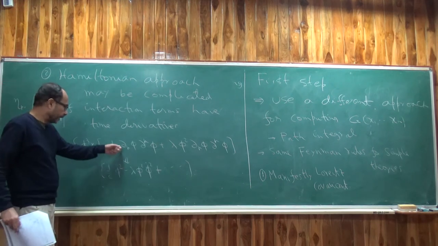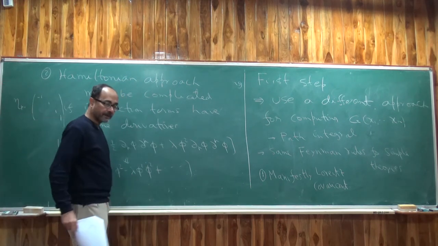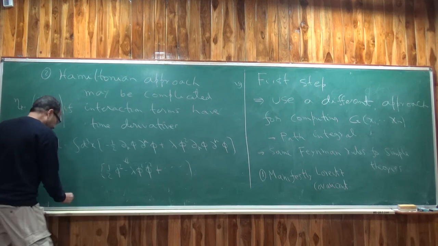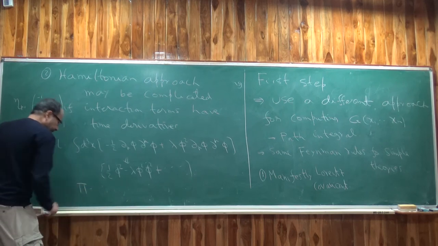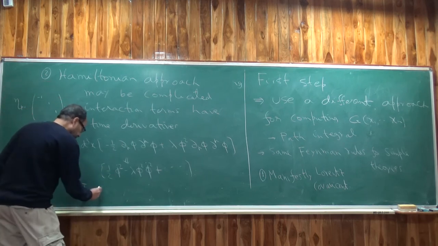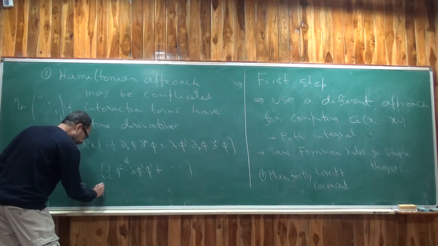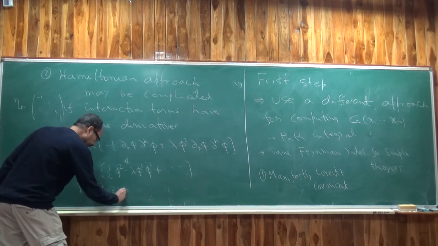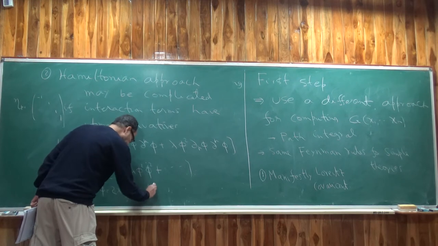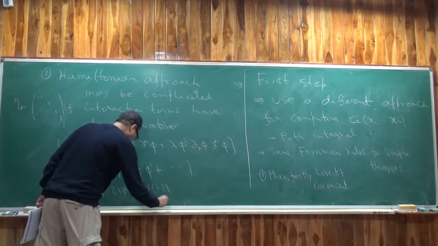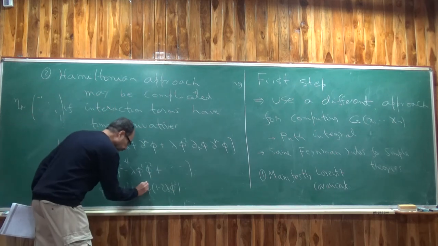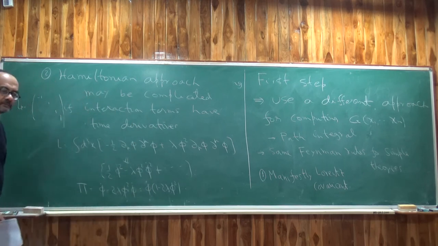This gives you half phi dot square, and from here you get minus lambda phi square phi dot square. So if you try to calculate the canonical momentum pi, you have to take the functional derivative of the Lagrangian with respect to phi dot. That gives you phi dot from the first term minus 2 lambda phi square phi dot from the second term. So this is phi dot times (1 minus 2 lambda phi square).